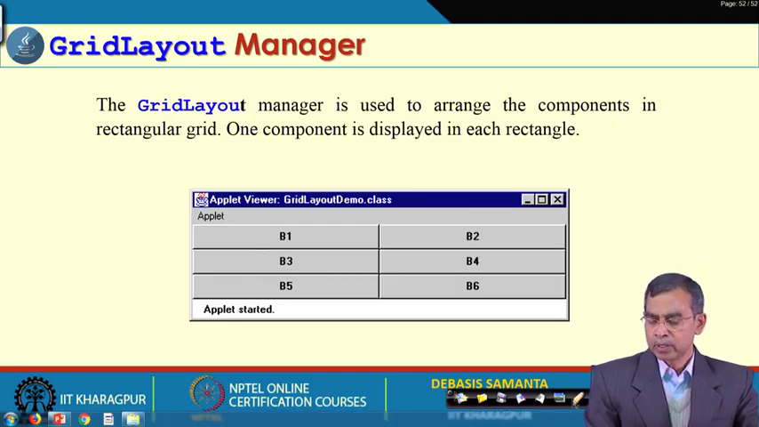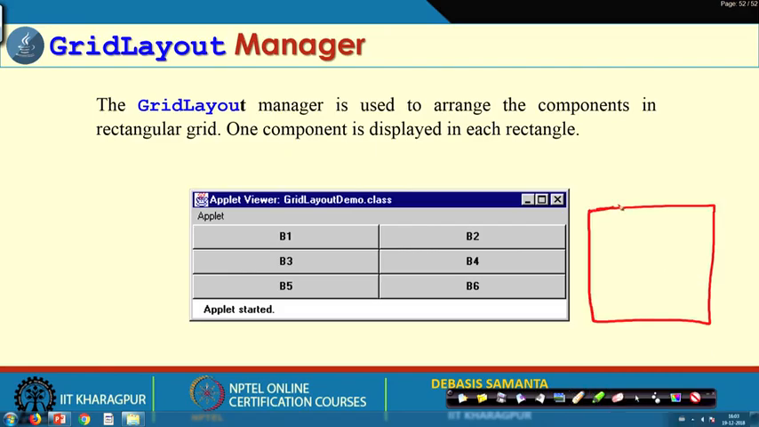But the idea about this grid layout is that we can make the entire container into a number of grids, say n cross m. If n cross m, it means that n number of rows and m number of columns are there. So, basically the entire container will be planned like that. Now, the difference from the border layout is that in border layout there are only 5, but here n cross m means n into m elements can be placed.